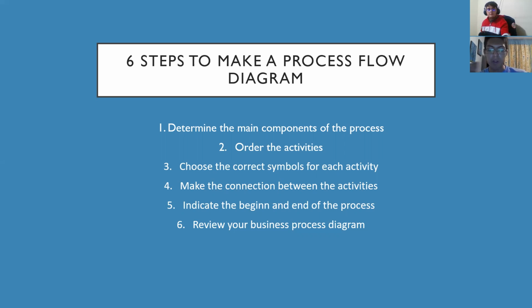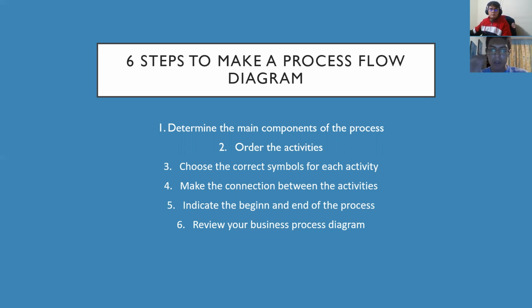Step 4 is make connections between the activities. Connectors, as we can see in the past slides, are usually represented by arrows. Step 5 is indicate the beginning and the end of the process. It may seem trivial, but sometimes people just forget to indicate the start and the end of the process. And this is a very important piece of information to set boundaries for process owners, managers, and supervisors.